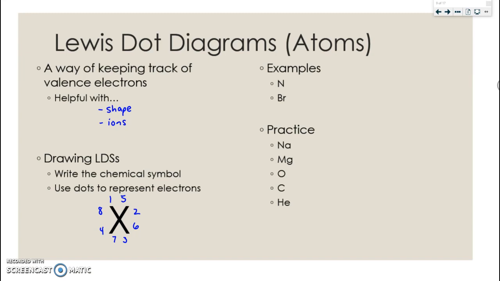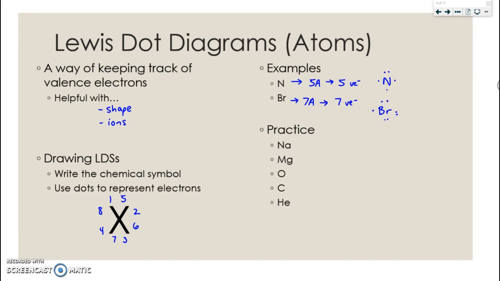So let's do a couple of examples. Nitrogen is in group 5A, so it's going to get 5 valence electrons. So I draw its chemical symbol, and then I start with my dots. 1, 2, 3, 4, 5. Br is in group 7A, so it's going to get 7 valence electrons. Draw my symbol. 1, 2, 3, 4, 5, 6, 7.